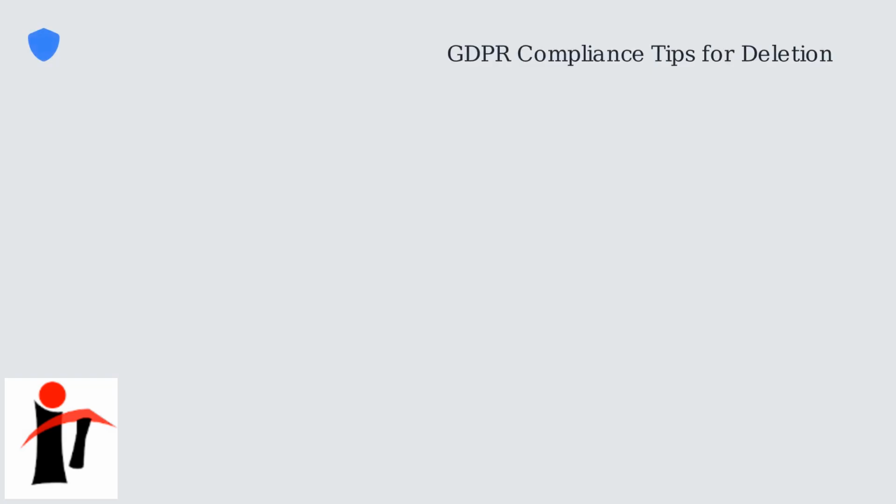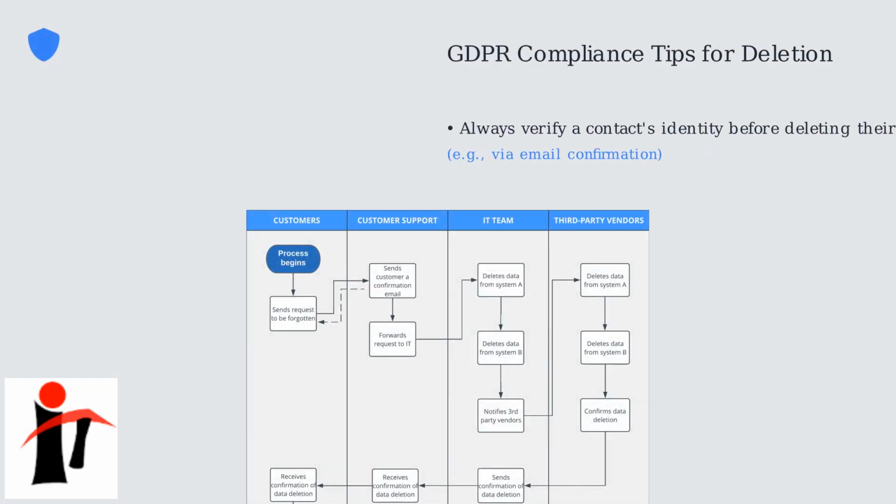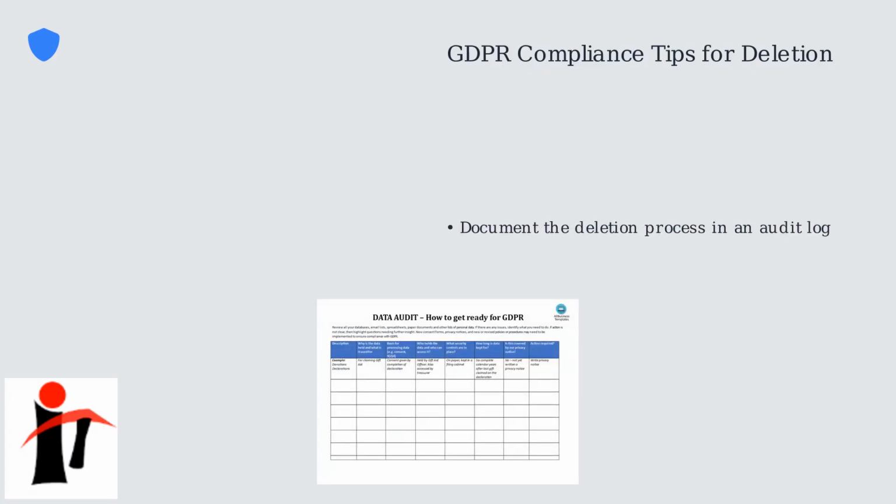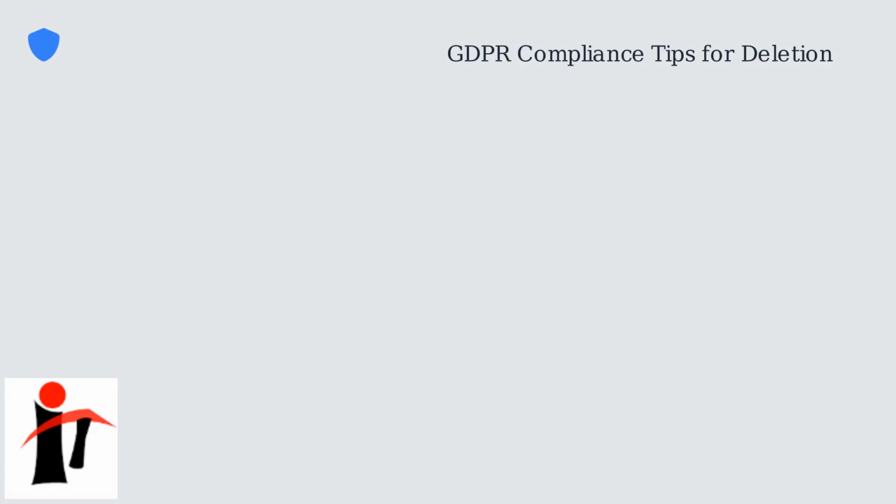When deleting contacts in GoHighLevel, GDPR compliance is crucial. Always verify a contact's identity before deleting their data, for example, via email confirmation. This ensures you're deleting the right person's information. Document the deletion process in an audit log. This creates a record of who deleted what and when, which is required for GDPR accountability.